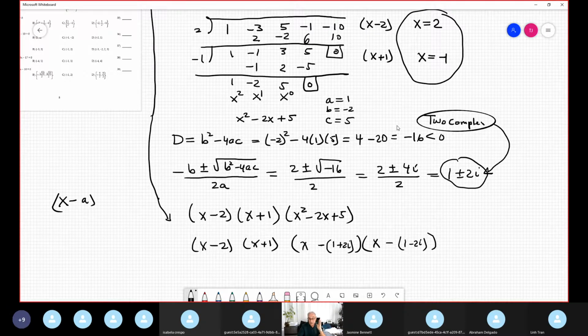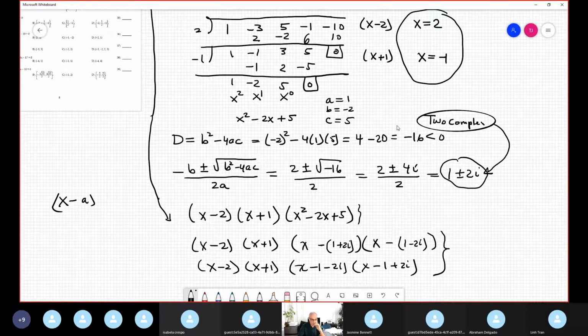You can leave it like that, or you write it this way. This is the cosmetic part, the way you prefer to present it. For example, this is x minus 1 minus 2i, and this is x minus 1 plus 2i. They are equivalent. This one is the complex field, this one is the real field. Clear or no?